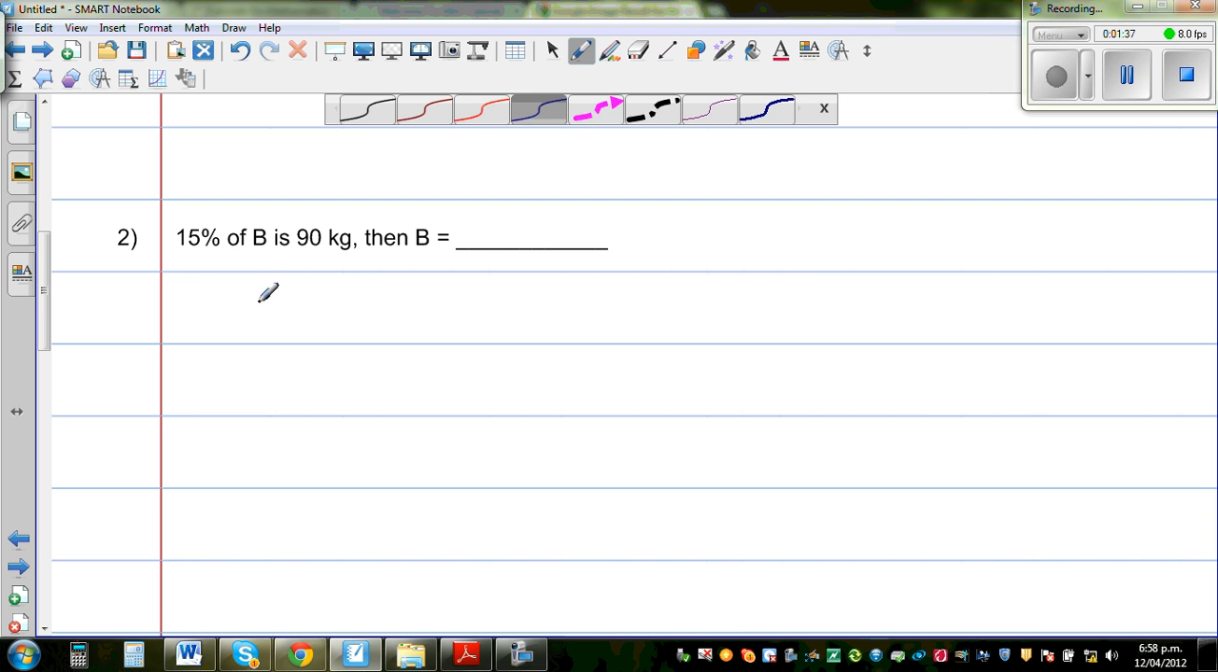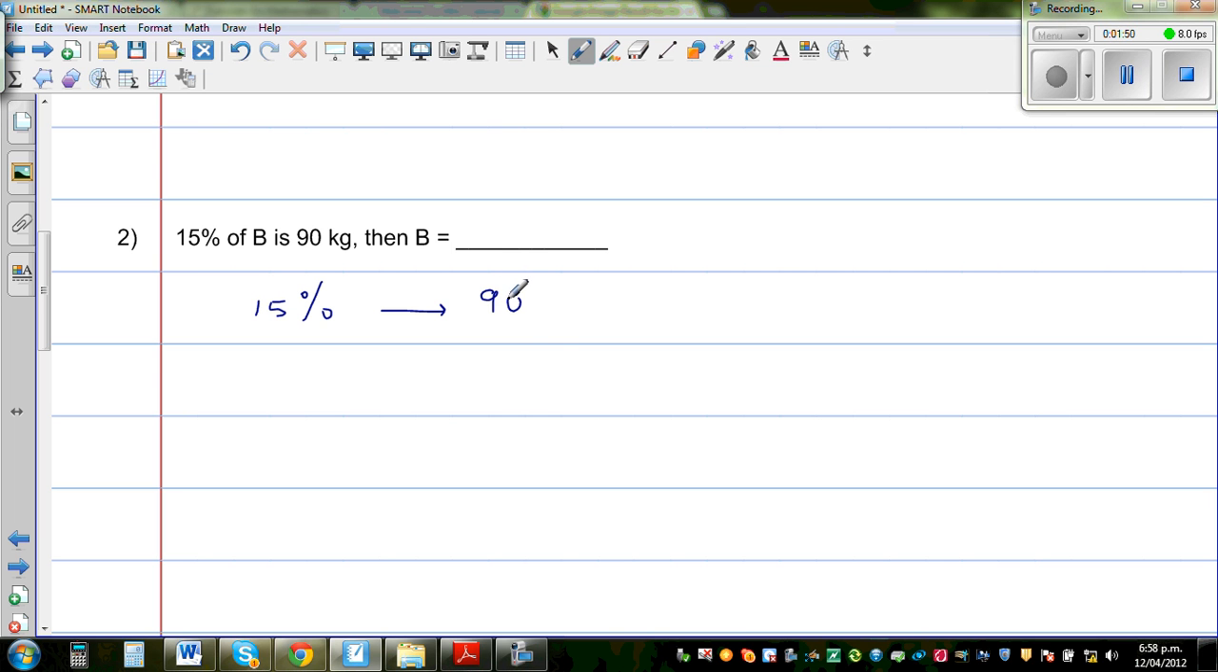That's very obvious. Now 15% of B is 90 kg, then what's B? The same technique, I'll write 15% is given to be 90 kg. Now from 15%, it's not very easy to think of 100%. Our ultimate goal is to find 100%. So can I find 5%? From 15% to find 5%, would you multiply or divide? You have to divide, because the number is getting smaller. 15 divided by what gives me 5? You should know the times table. 15 divided by 3 gives you 5. So you do the same thing to this. 90 divided by 3 would give you 5%, which is 30 kg.